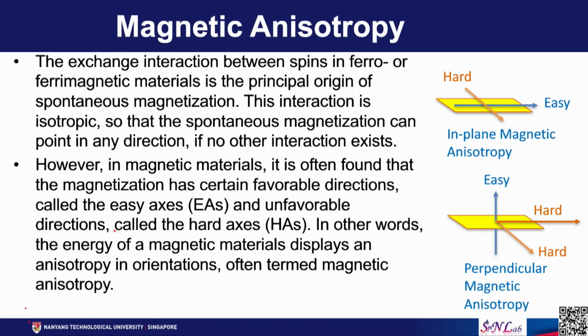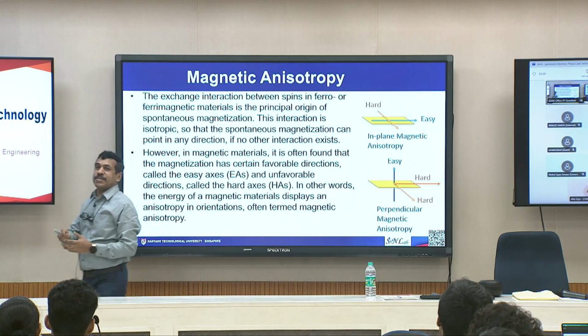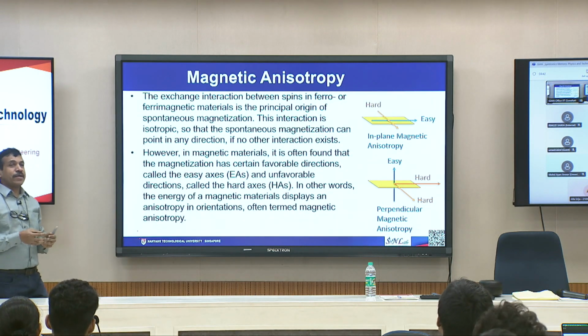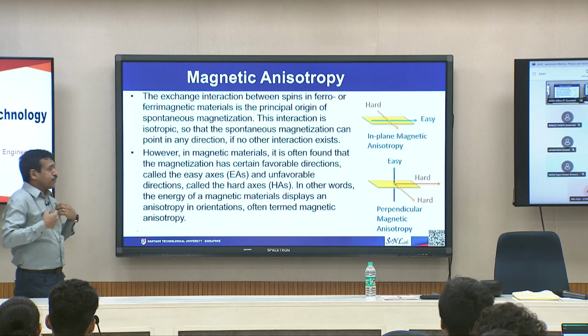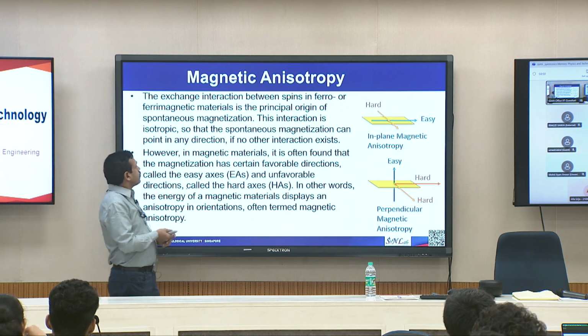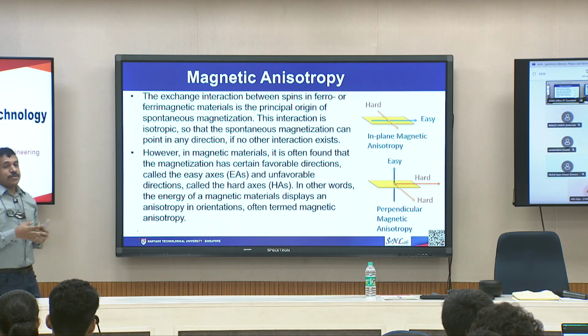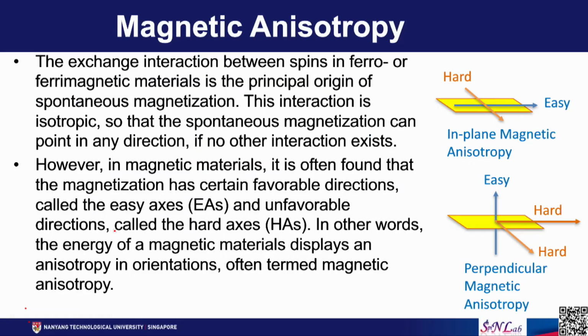So, these kinds of properties are called isotropic. That means the measured property is the same when you measure in different directions. Anisotropy is the opposite of isotropy. Anisotropy means the property that you measure will depend on the direction in which you measure. So, when we talk about magnetic anisotropy, we are talking about the magnetic property being different depending on the direction in which you measure.